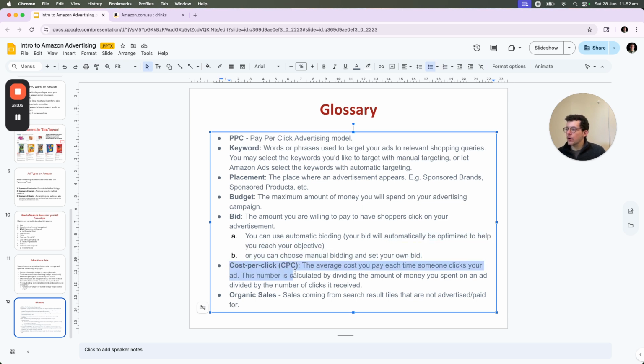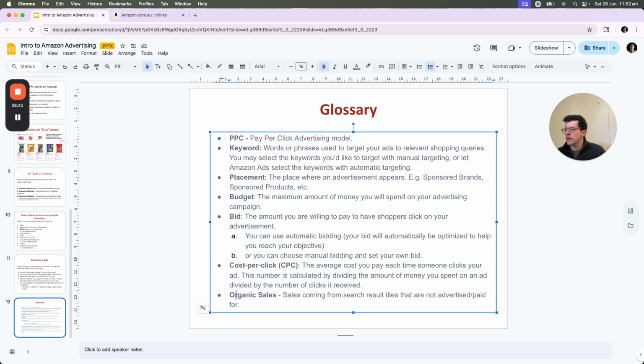And then the cost per click. This is the average cost you pay each time someone clicks on your ad. If a user does not click on the ad, there's no cost. The cost per click is calculated by dividing the total amount of money you spent on an ad by the number of clicks. If you spent $1,000 on your ad and that resulted in 1,000 clicks, 1,000 divided by 1,000 is $1 cost per click.